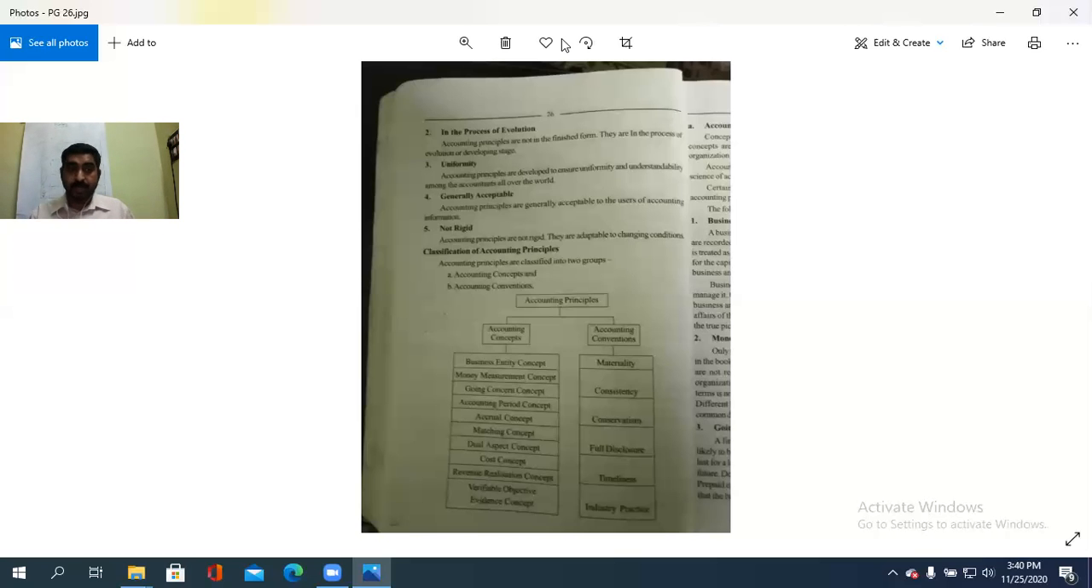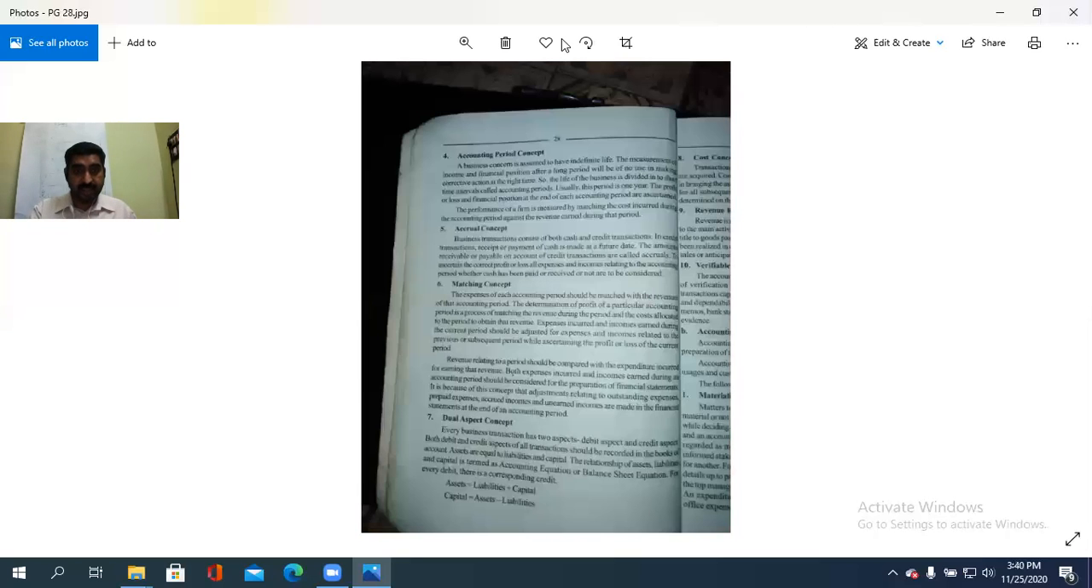This is very important. The question may be asked this way: what is meant by GAAP and what are its concepts and conventions? This may be asked as an essay question for 15 marks. So keep in mind that you need to understand everything. Hope you understand it. If anybody has any doubt, please let me know through a personal call or personal message, and I will explain it to you.